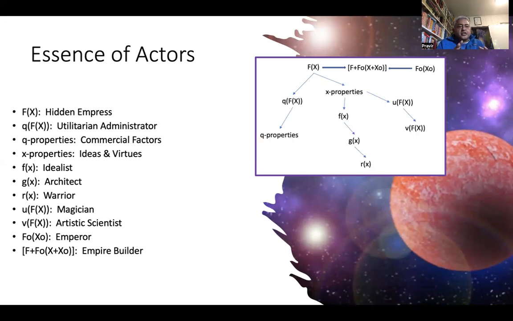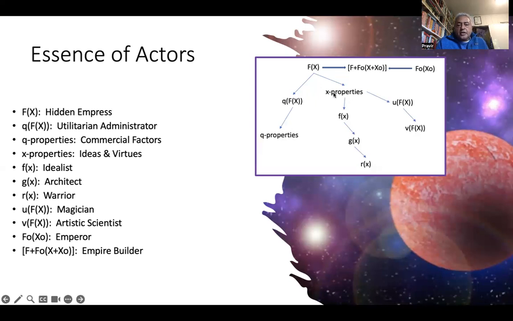to get to that function-based thinking, let's translate the mathematical representation of these actors into the essence of what they perhaps could stand for. So here we have fx, that's a hidden empress. So the way that she operates and what she represents remains in the background. We've got qfx, that's a utilitarian administrator. So taking some aspects of this so that there's a speed up in computation possible. There's q properties that would expedite that through some kinds of commercial factors.